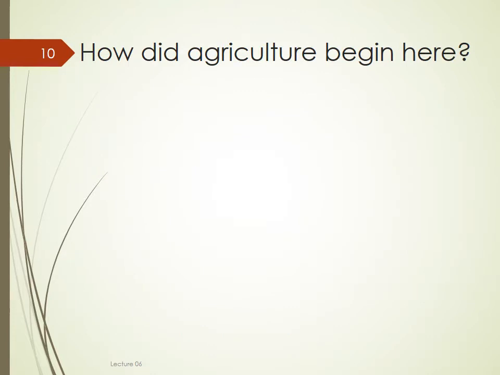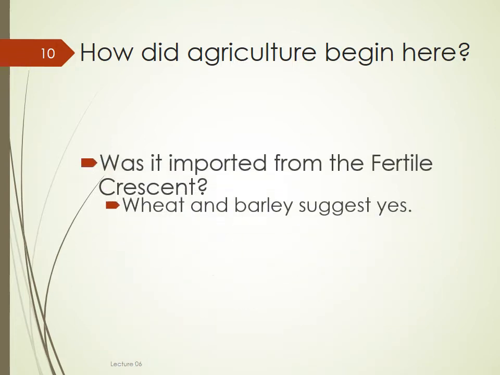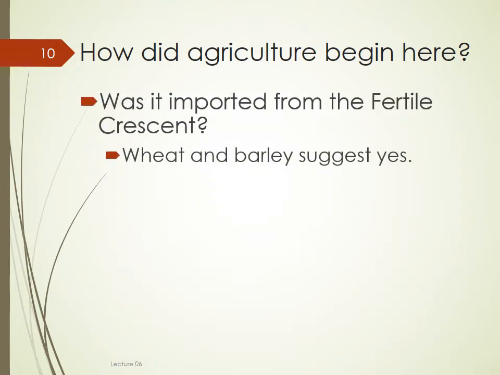Here we run into one of the first unanswered questions of Indus civilization. Did these farmers develop agriculture on their own, or did they import the technology from the Fertile Crescent? The crops of wheat and barley argue for import. They were the same crops originally farmed in Mesopotamia, and by this time such farming techniques were widespread in the Near East.